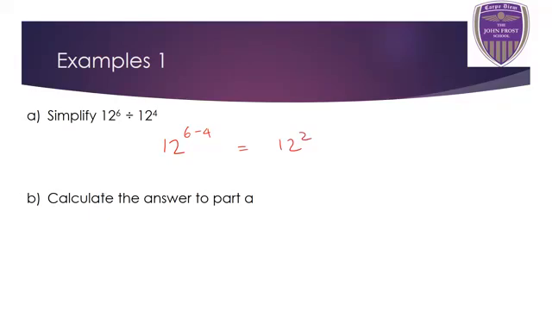We've simplified it. Then in part B, I'm asking you to actually calculate the answer. I want the answer to part A, so the actual value. 12 squared, remember, or 12 to the power of 2, means 12 times 12, which is 144. It's quite common in questions like this where you're asked to simplify it and you're also asked to calculate the answer or calculate the value of it. So 12 to the power of 2 means 12 squared, which means 12 times 12, which is 144.